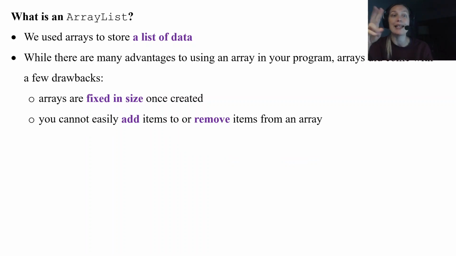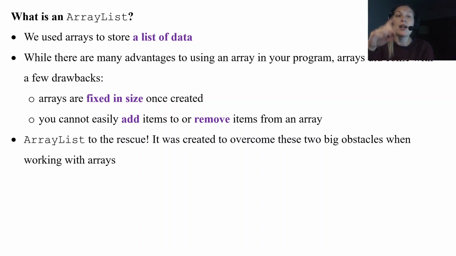The second one is that you can't add or remove items easily. You can do it with an algorithm, as we went over how to do that. Again, it involved creating a new array, copying contents over, shifting. It just wasn't very easy. So those were the two big drawbacks of an array, which is a built-in way to store data.